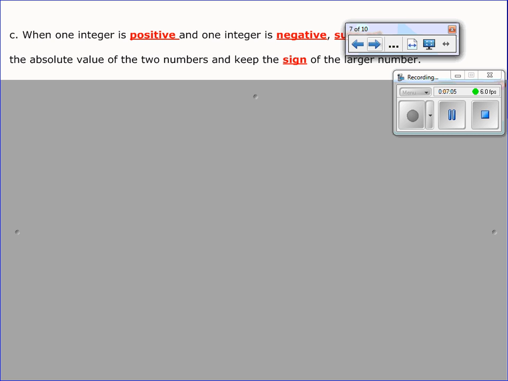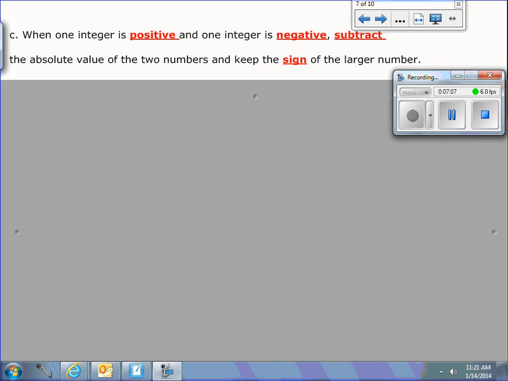In our last rule, when one integer is positive and one integer is negative, you subtract the absolute value of the 2 integers and keep the sign of the larger number. Let me read that again. When one integer is positive and one integer is negative, you subtract the absolute value of the 2 numbers and keep the sign of the larger number.